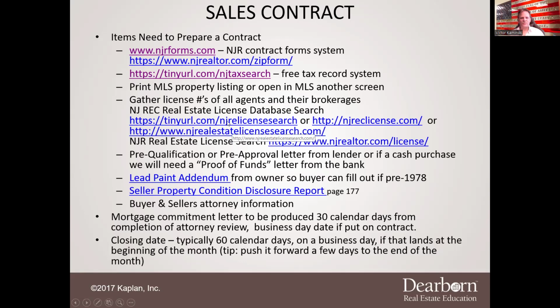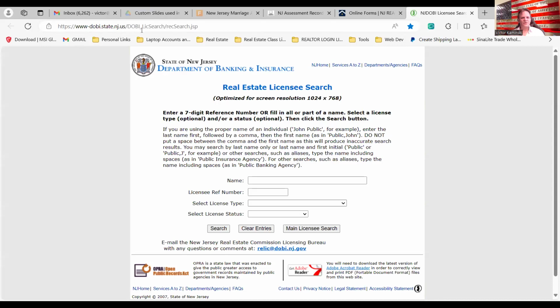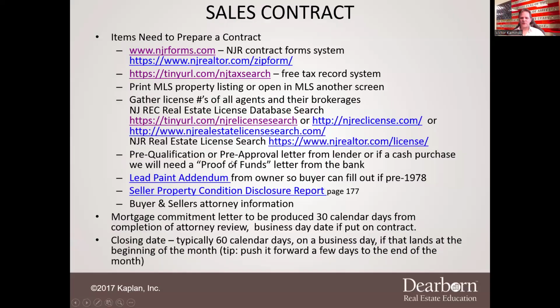They take you to this much longer link that has dashes and underscores and is case sensitive. So I'm not showing it to you. This is the link that it actually takes you to, where you could search the license numbers of agents, search their names, get their license numbers, get their brokerage license numbers, get their brokerage addresses and contact information. And then you could add that to the contracts because that's required.